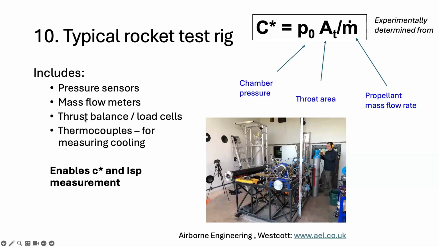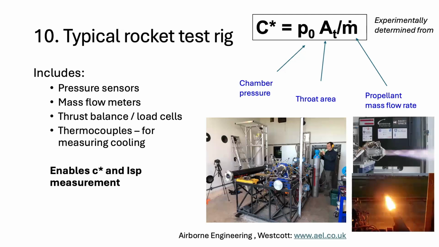So if you can measure the chamber pressure using a pressure sensor, you can measure the throat area, which you can do with a set of vernier calipers, or you can just check it against your design. And if you can measure the propellant mass flow rate, you can compute C star. So that when your rocket engine fires, you can find out how efficiently that all-important combustion is doing.